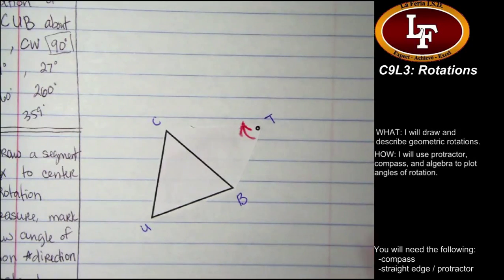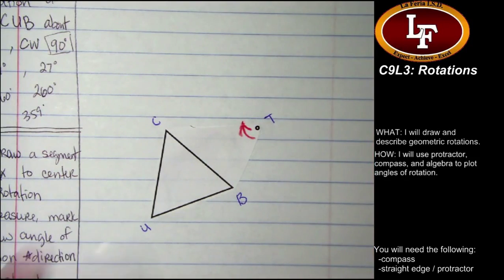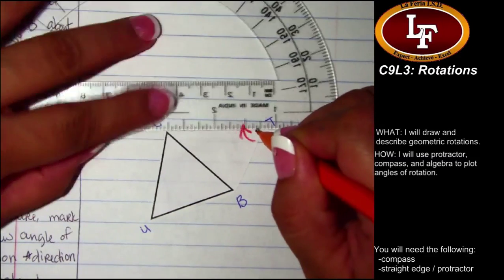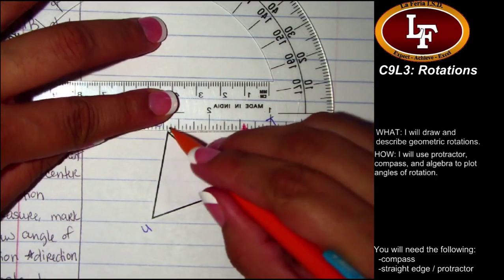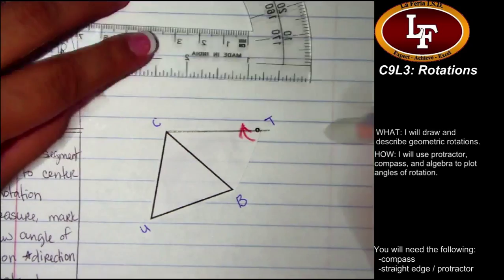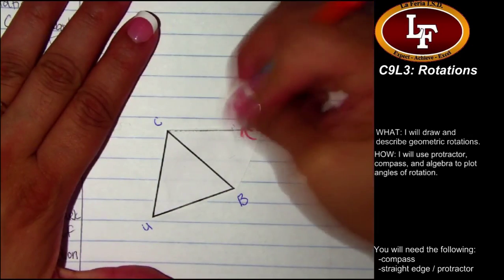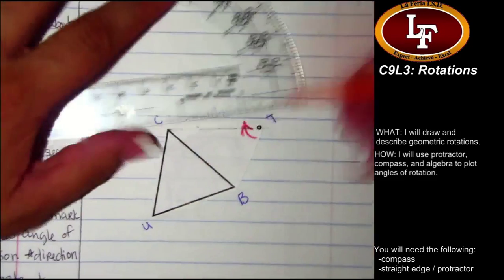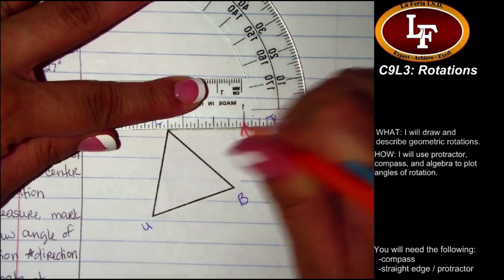All right, first step says, draw a segment from vertex to center of rotation. Pick a vertex, C, all right, and I'm going to draw a segment between it and my center of rotation, T. Is it better if you do the pencil? I'd recommend pencil just in case you, like I put mine in the wrong spot. So I'm going to erase it and try again. I didn't quite hit the center of rotation. There we go.